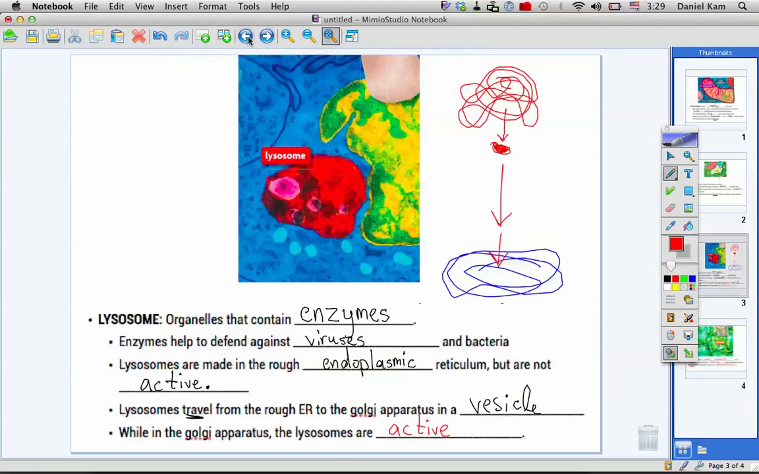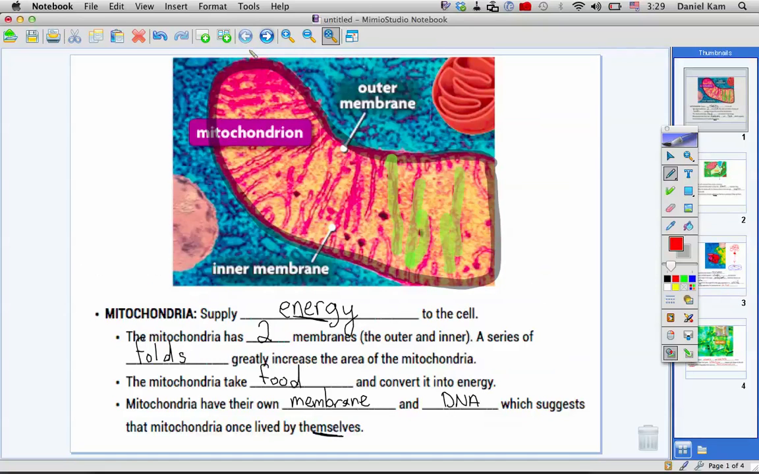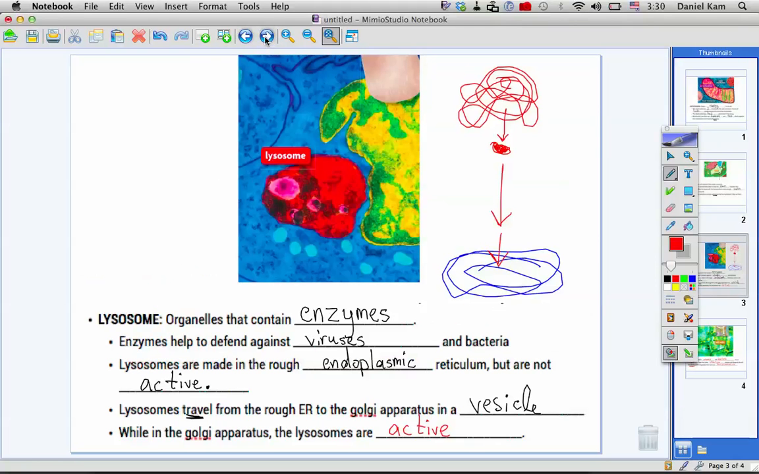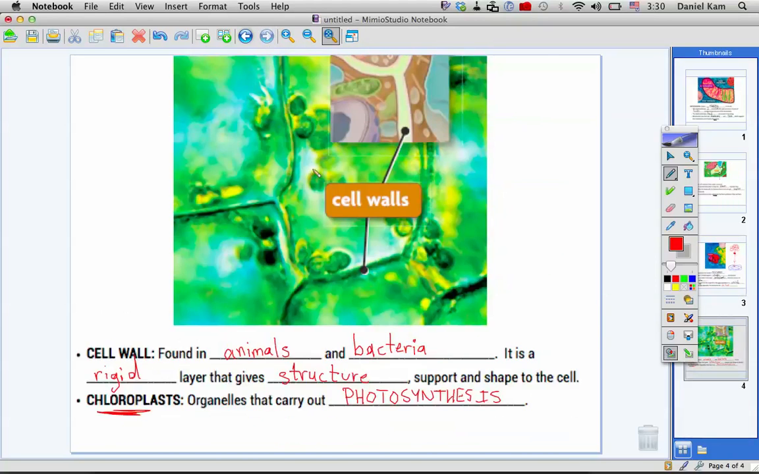So just to review, if we go all the way back and we look here, the mitochondria is the powerhouse or the energy of the cell. The vacuole is where you store things. The lysosomes contain enzymes that help fight against viruses. And the cell wall provides rigidity and structure right here.